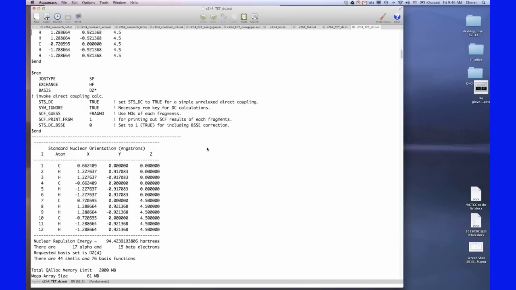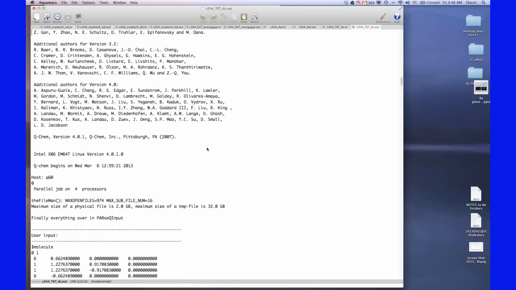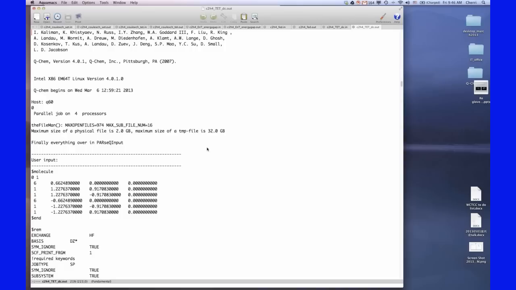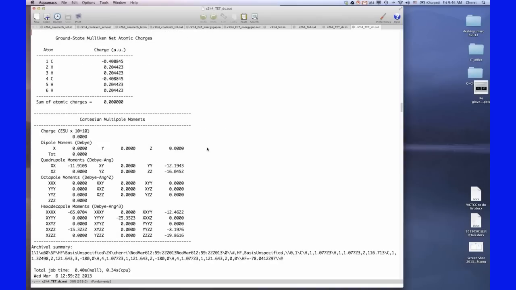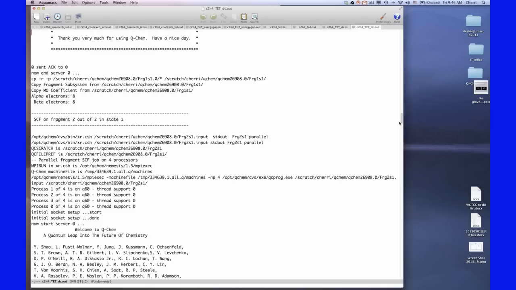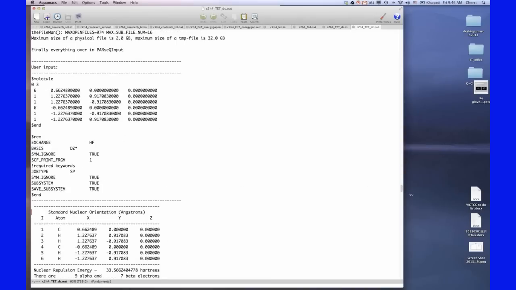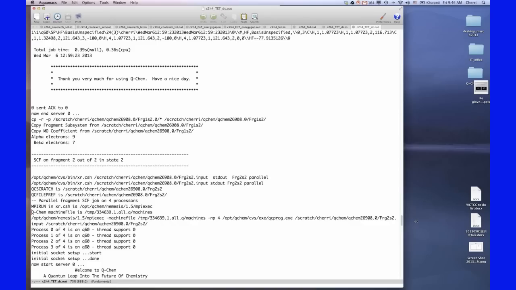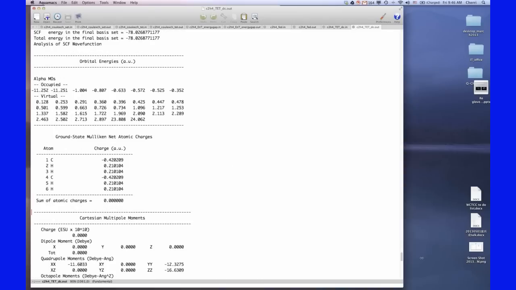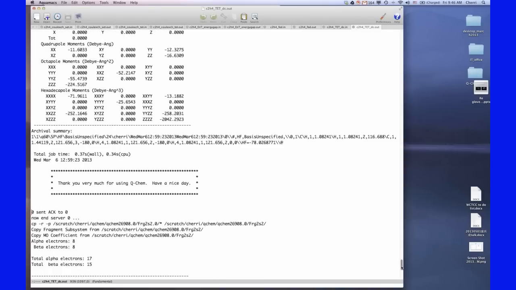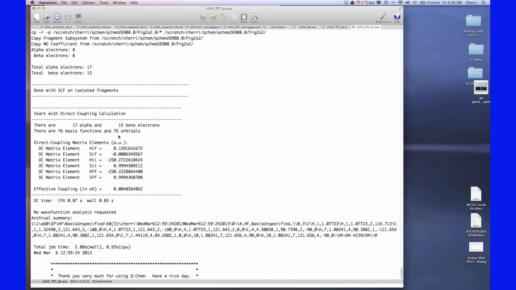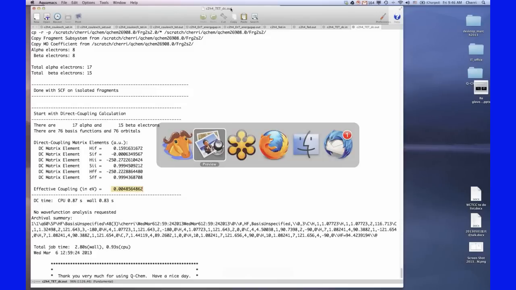Here are the results. You will see four sets of calculations, but let me skip it. Again, you see four sets of results, but let me skip everything until the end. And just to tell you that you can calculate the coupling and entanglement, and here you are.